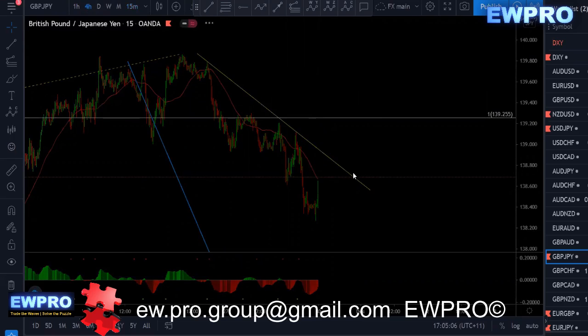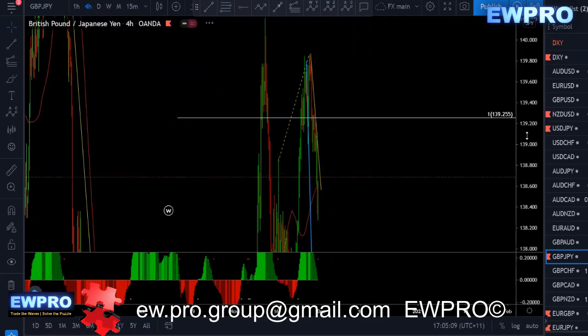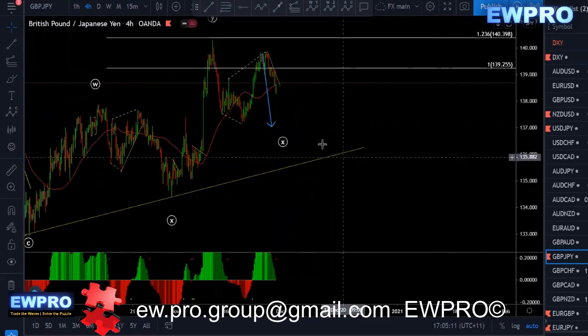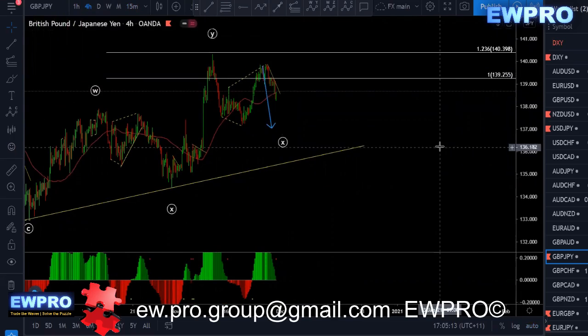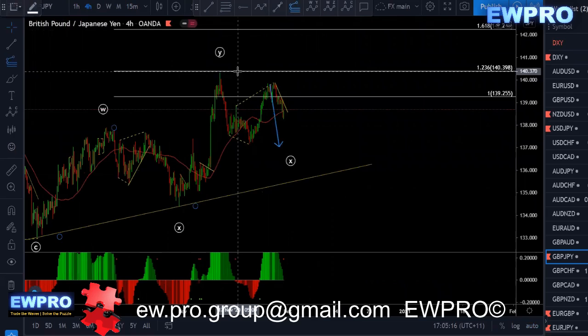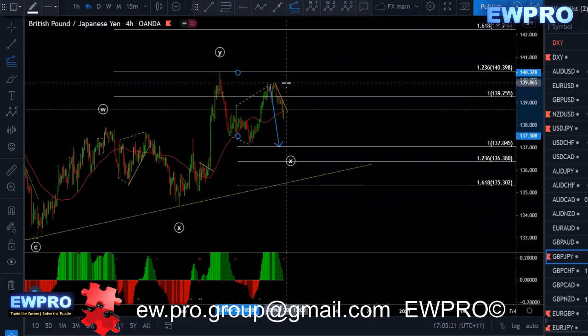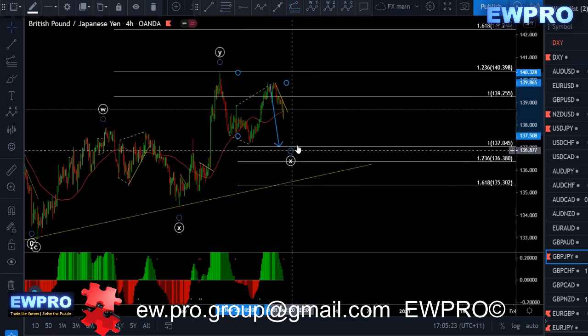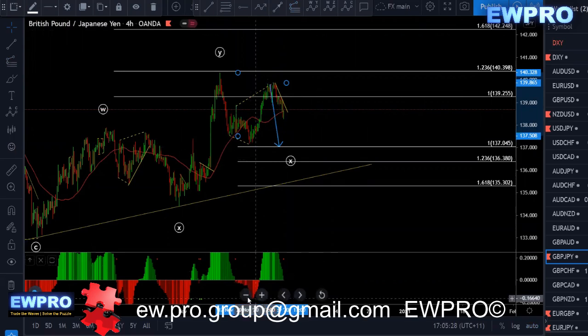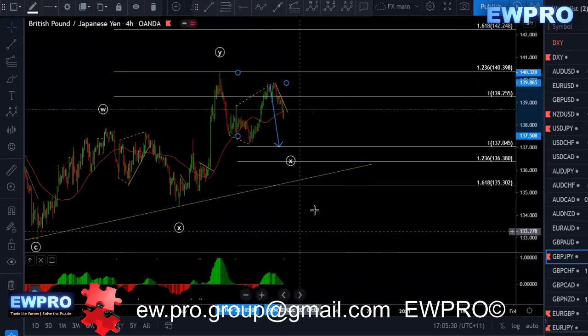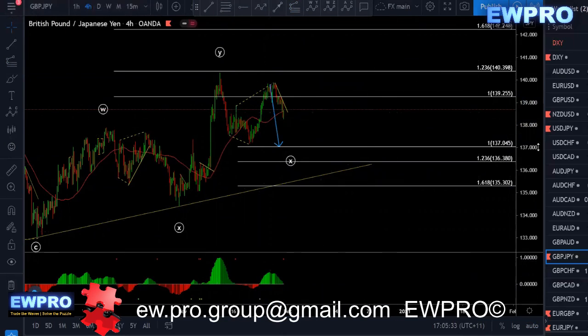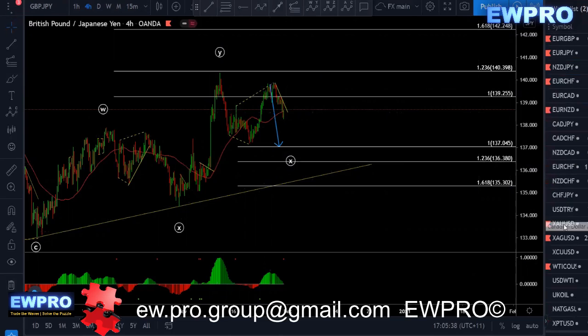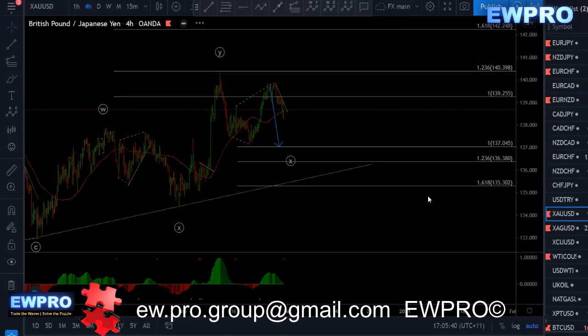Ideally, we do get this C down, nice, a lot deeper C down, because the 100 fib here for this C down is over here. So yeah, hopefully we do go and break these lows, then we'll get that bullish divergence, and we should get a nice trade out of it. A lot safer buy setup, you know? Gold.